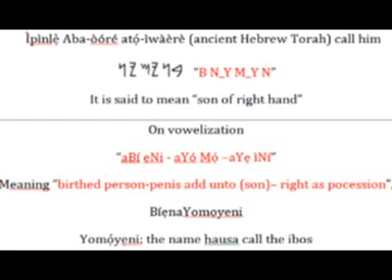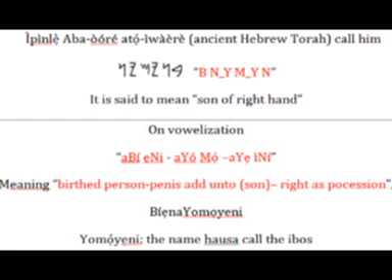Thank you. We're looking at the tribe of Benjamin now. This is the way it is written in the Torah, B-N-Y-M-Y-N. It's said to mean son of the right hand, or son of the right situation.